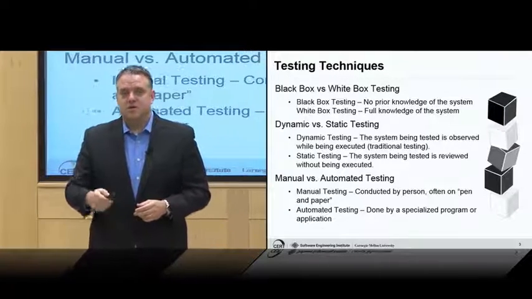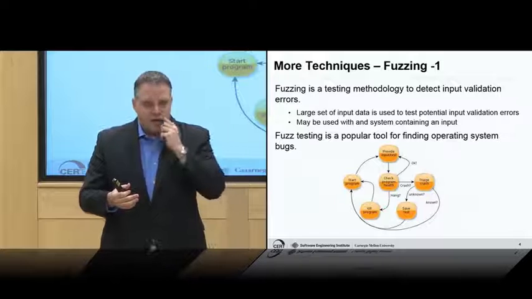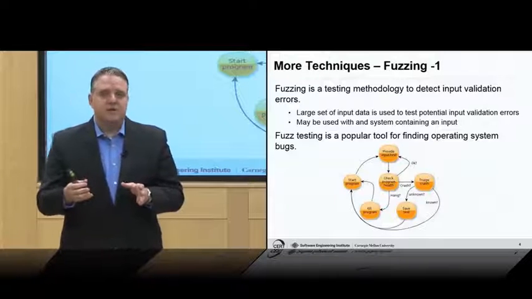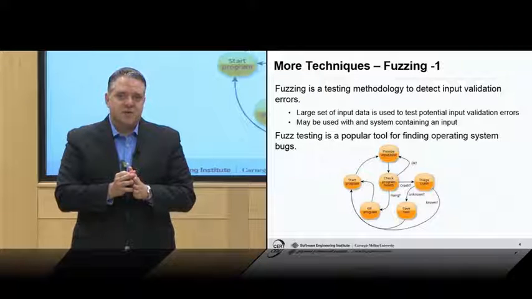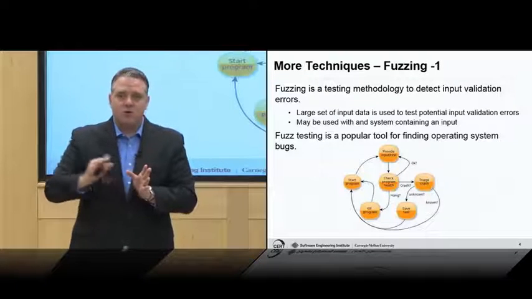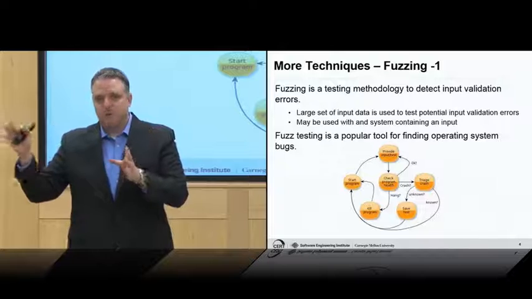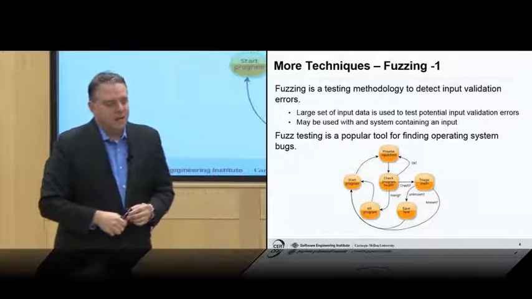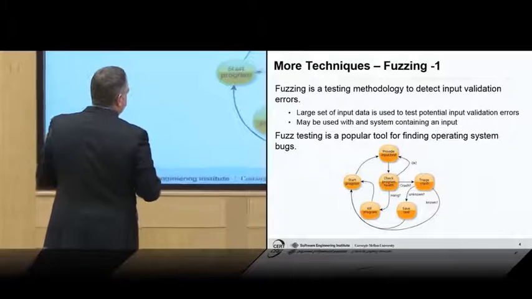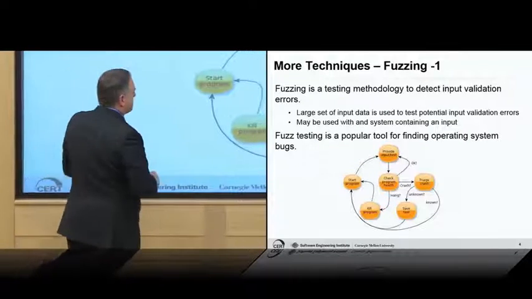Fuzzing is the idea that you're using automated methods to find input validation errors. With fuzzing, what you're essentially doing is throwing all sorts of combinations of input at an application and seeing where it craps out on you. It's a really popular tool for finding operating system bugs and application bugs.